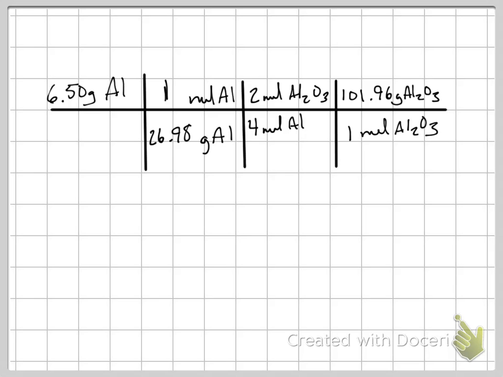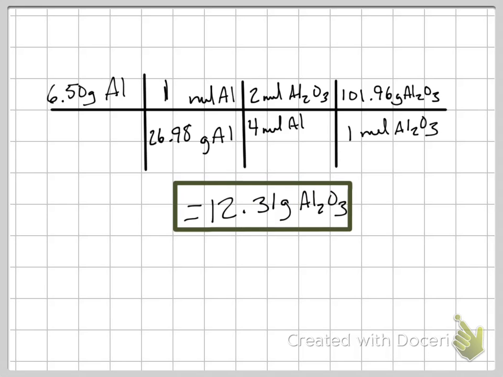Now that I have this information in place, all I need to do is follow my normal pattern and multiply everything on top, multiply everything on the bottom, and then divide them. Once I do this, I'm going to end up with an answer of 12.31, I believe, grams of aluminum oxide. So if I'm given 6.5 grams of aluminum to react with oxygen, I can expect that I should receive a product of 12.31 grams of aluminum oxide. This is our first problem where we're going to use this.